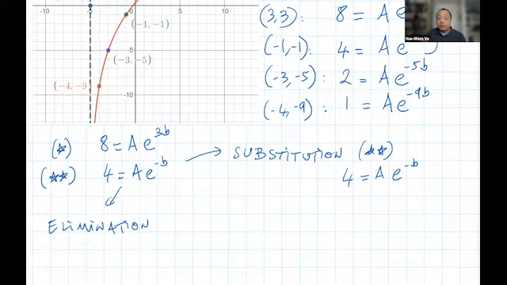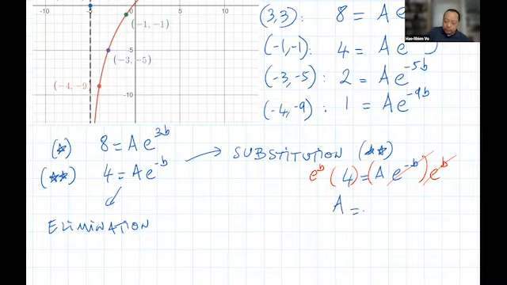I want to do substitution. I want to isolate A, so I can multiply both sides by e to the b. Then e to negative b and e to the b cancel. That gets me A is equal to 4e to the b. And then I substitute that into the first equation, the star.